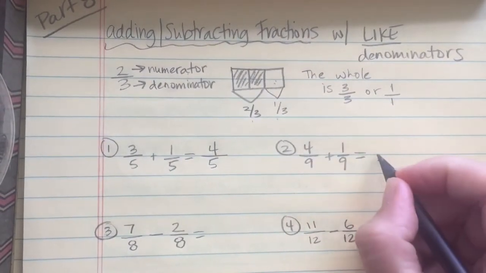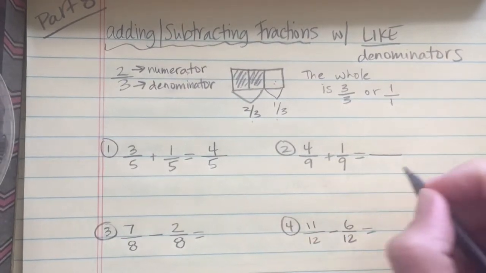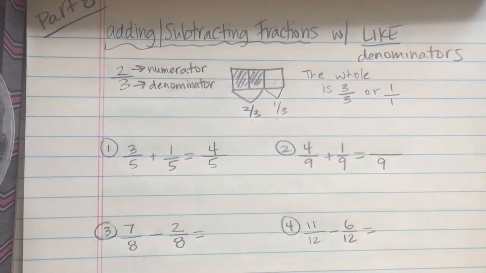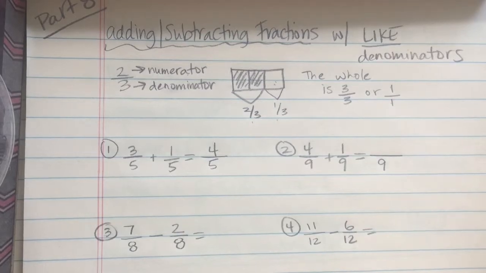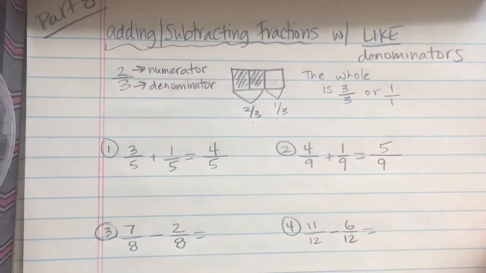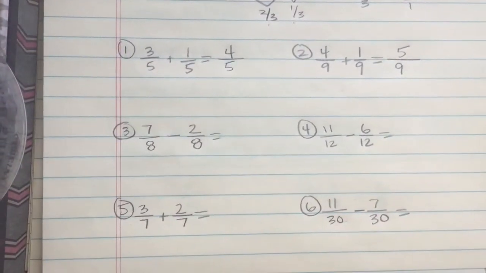All right, moving on to number 2. Again, we have a common denominator, which in this case is 9. That means that 9 is going to be the denominator in my answer. And I'm going to add the tops. 4 plus 1 is 5. Done. Not as scary as you thought.